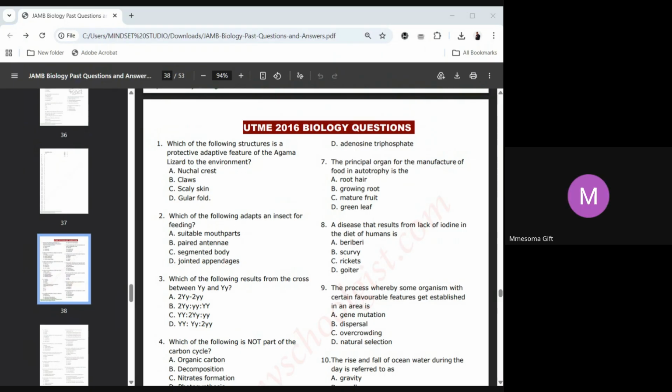Green leaf. That's the producer. A disease that is resulting from lack of availability. Goiter. Goiter, good. Number 9.